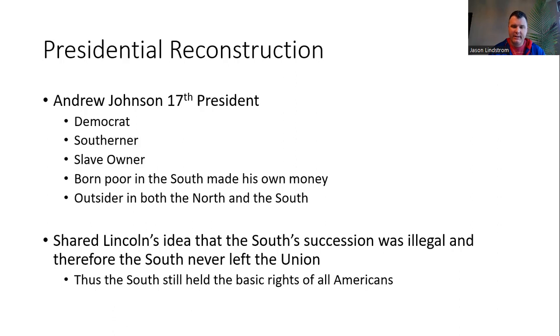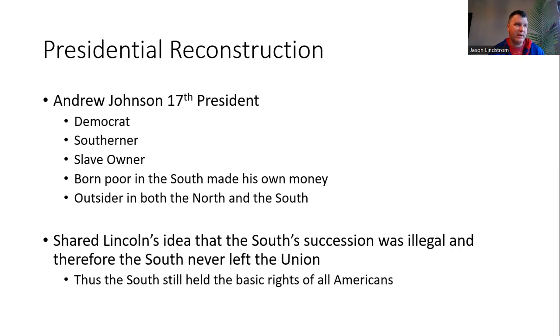It's like this ticket to heal the nation. It really doesn't do a whole lot because Lincoln is wildly popular in the North by 1864, and the South's not voting. So we're good there, right? He shares the ideas of Lincoln that secession was illegal, and therefore that the South never left the Union.